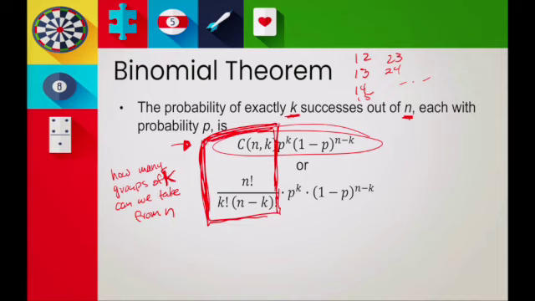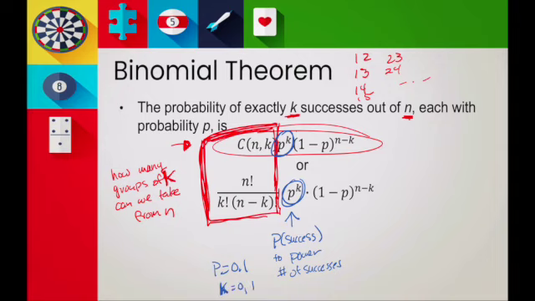And then you have this p to the k, which is the probability of success to the power that is the number of successes, right? If our success is a tree dying, then p would be 0.1, and our number of successes, k, would be 0 and 1, the way that we did it.